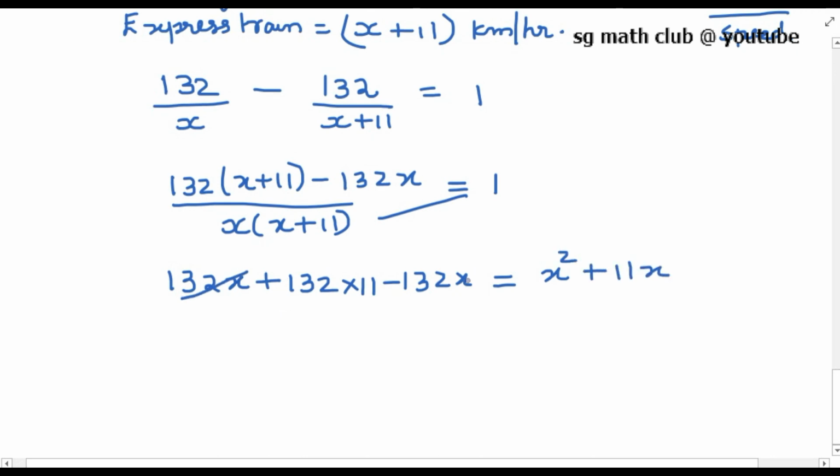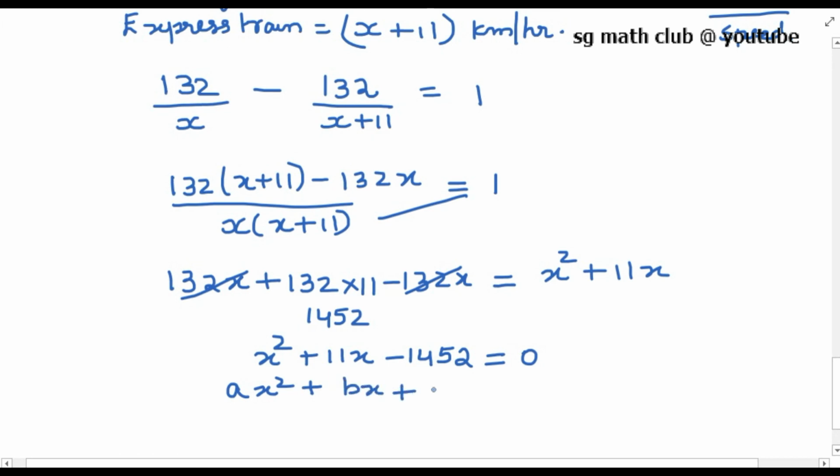So 132x and 132x will get cancelled, and when you multiply 132 into 11 you get 1452. So when you take this to the other side, it will be x square plus 11x minus 1452 equal to 0. This is in the form of ax square plus bx plus c equal to 0, where a is 1, b is 11 and c is minus 1452.